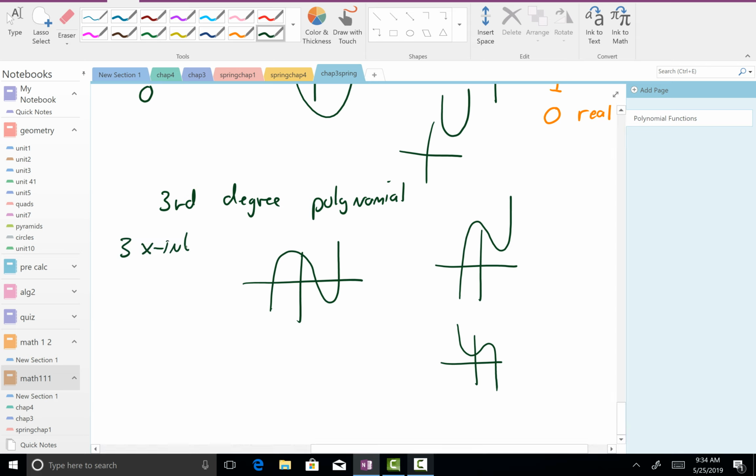We could have 2 x-intercepts, or we can have 1. But there's no way we're ever going to get 0 of them. This isn't going to happen. So we can have 3, 2, or 1 zeros. We could have 3, 2, or 1.